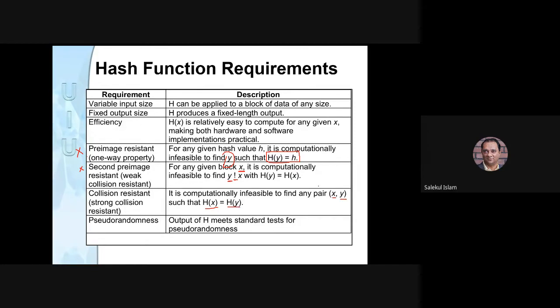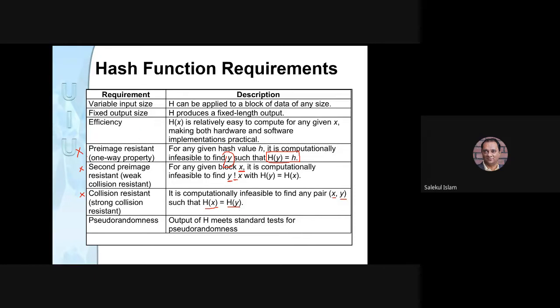And definitely here x and y are not equal. It is common sense, because if x is equal to y, then there is no point, since h(x) is always equal to h(y). So if an adversary or attacker is able to find such a pair where x and y are different but h(x) is equal to h(y), then we say that this is not collision resistant, and this requirement has been violated.